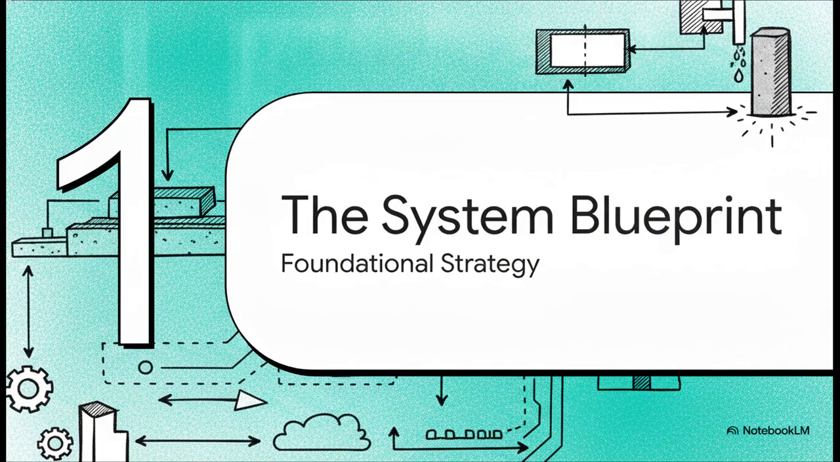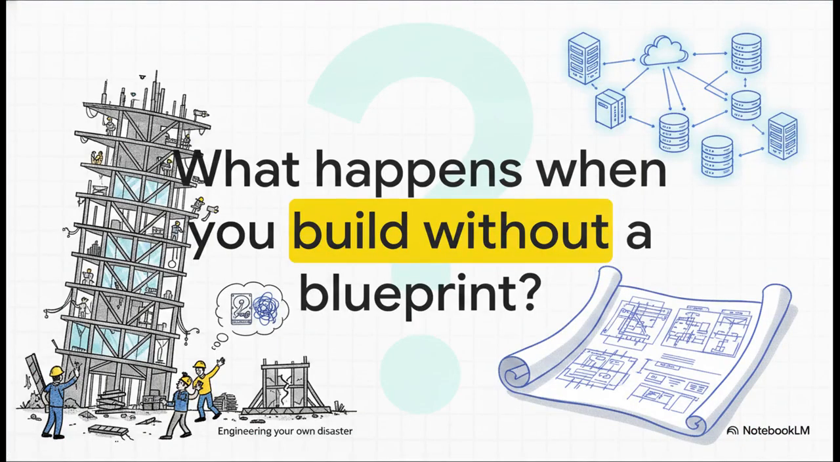Section 1. The System Blueprint. Now, we know every great structure begins with a foundational plan. But in the invisible world of software, it's surprisingly easy to skip this step and just start pouring concrete. So what actually happens when you build without a blueprint? Well, imagine handing 100 construction workers a massive pile of steel and wiring and just saying, hey, go build a tower. It's basically a surefire way to engineer your own disaster.